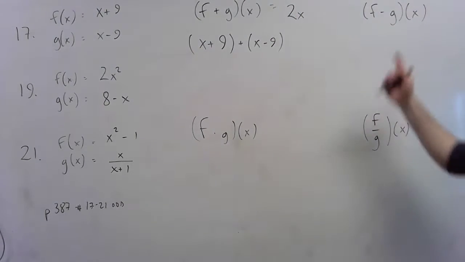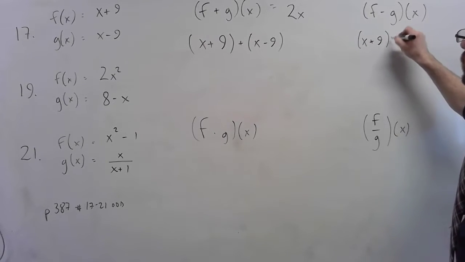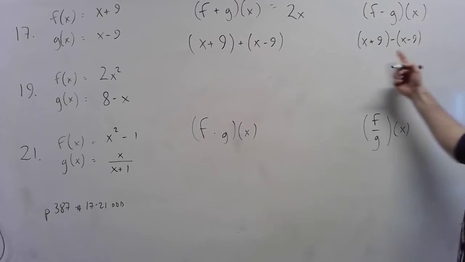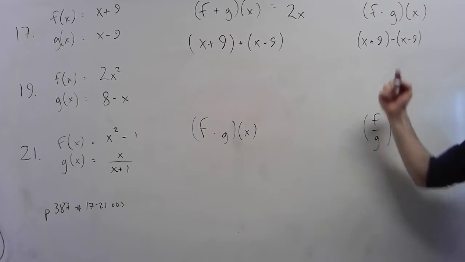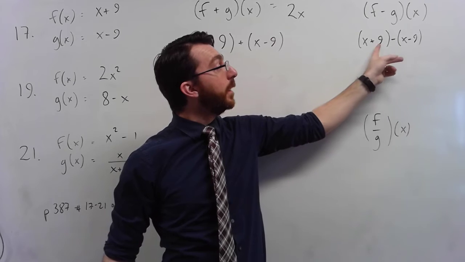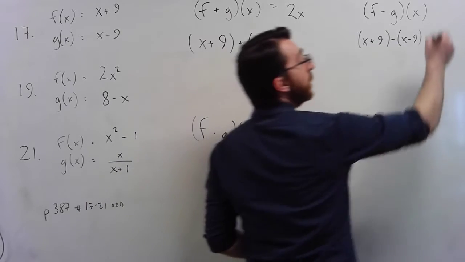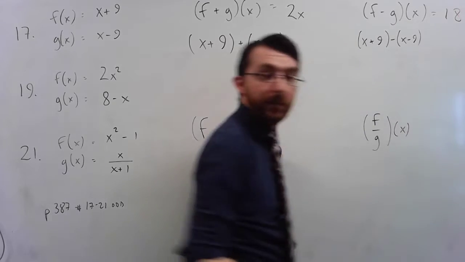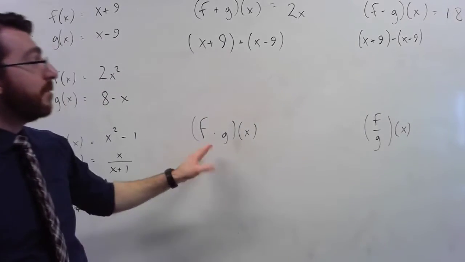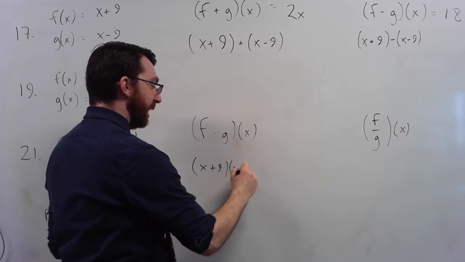2x. Subtraction, again, not too complicated. The only complication is this minus sign. X minus x cancels. 9 minus negative 9, that's 18. So it's 18. Okay, multiplying x plus 9 times x minus 9.